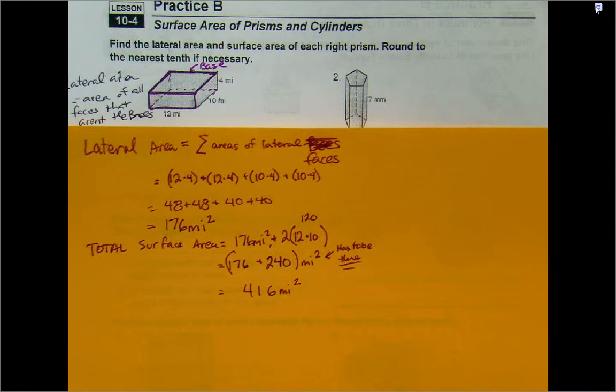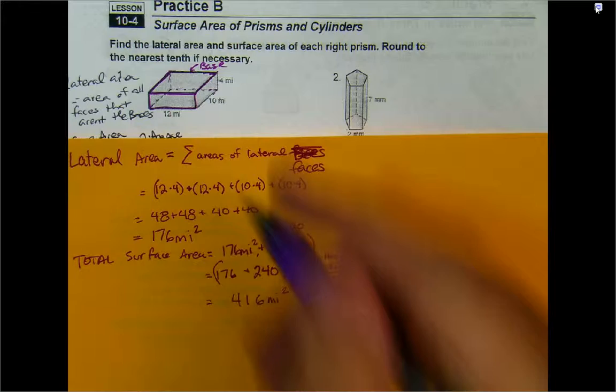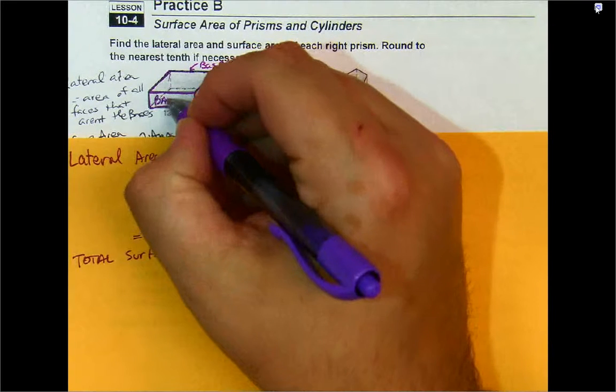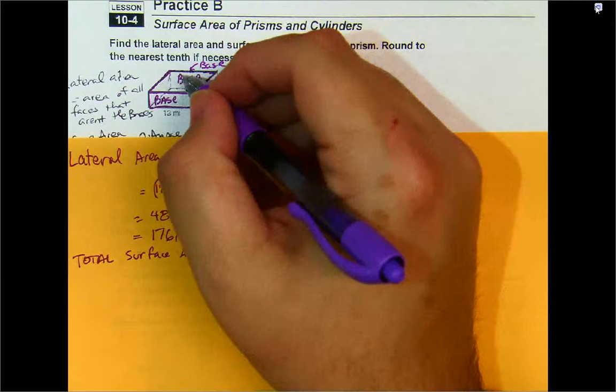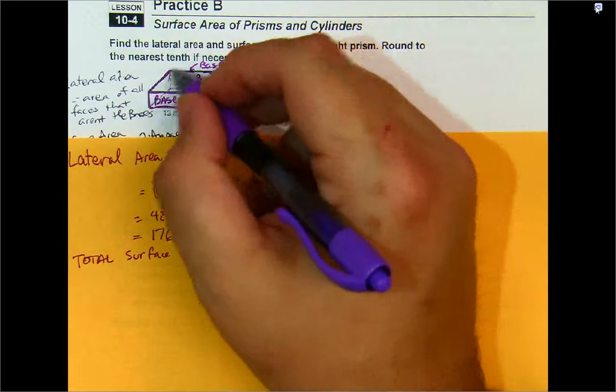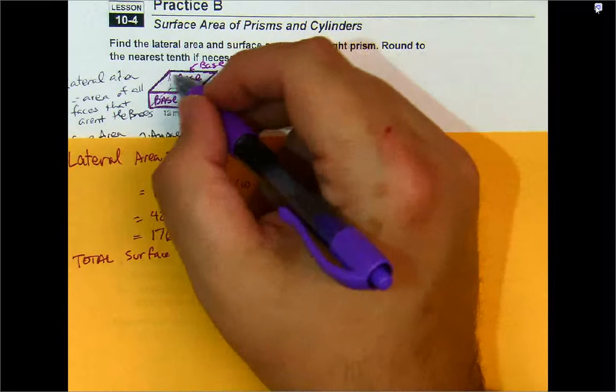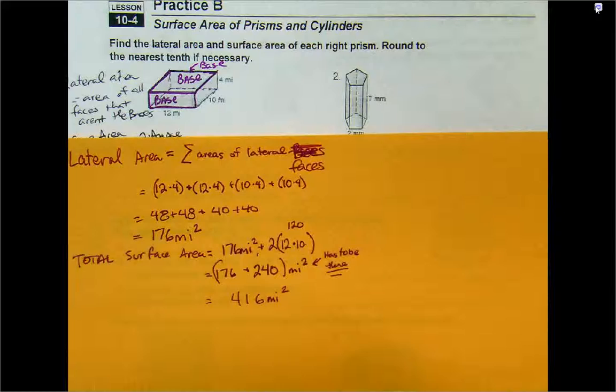But like I said, if you had chosen this guy as your base, which you could have, and this guy as your base, that would have thrown off everything. Because you would have had two of the big ones, and then two of the 10 by 4s. And that would have been a different lateral area. And as long as you can justify what you're doing, you're in business. Now, like I said, the rectangular prism is the only one that works that way.